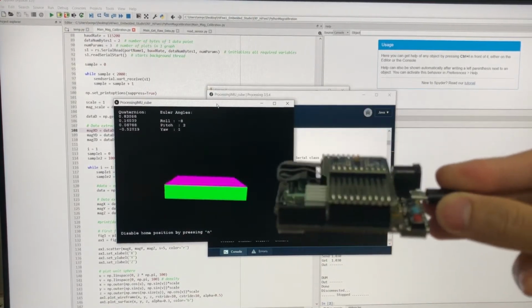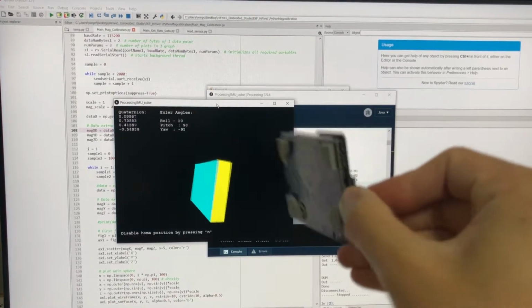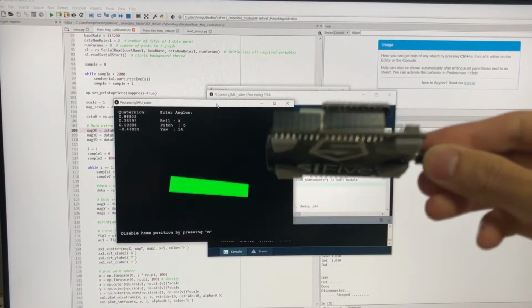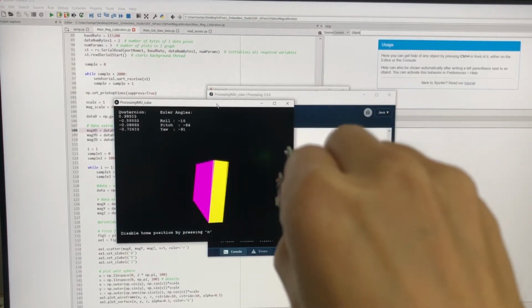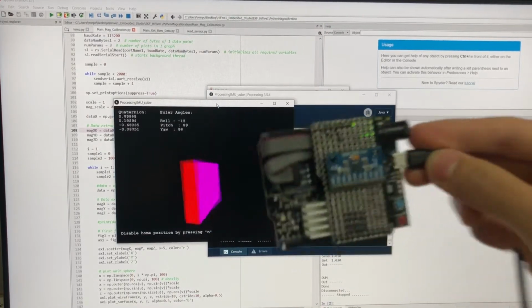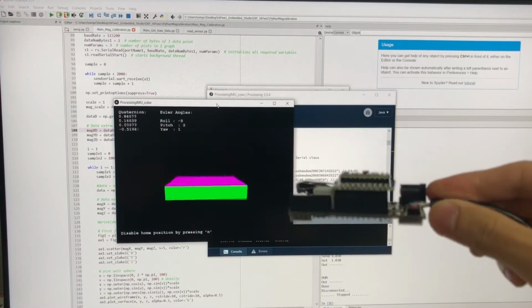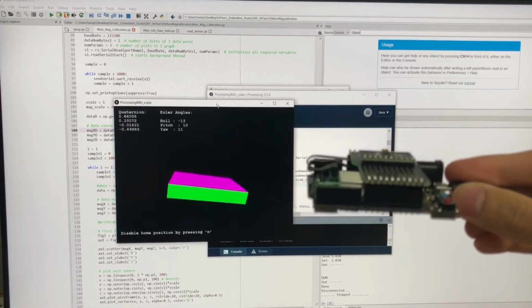I have tested this algorithm in different kinds of motions, and there is no dead angle. Therefore, I can say that the algorithm can produce a great result from the IMU data, and the MCU can handle the calculation very well. So that's it.